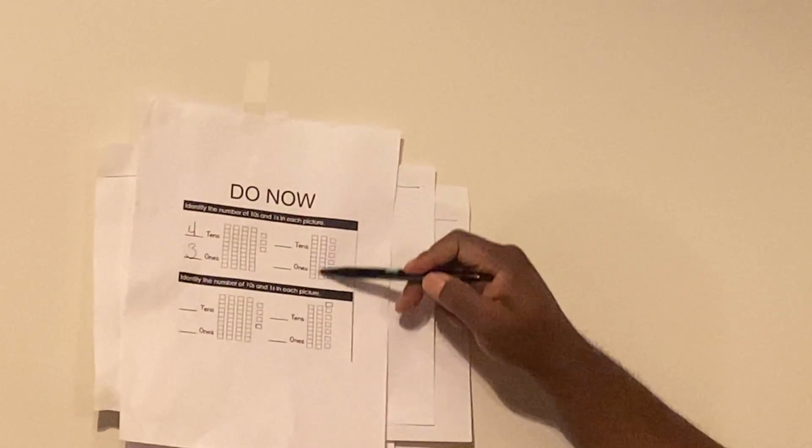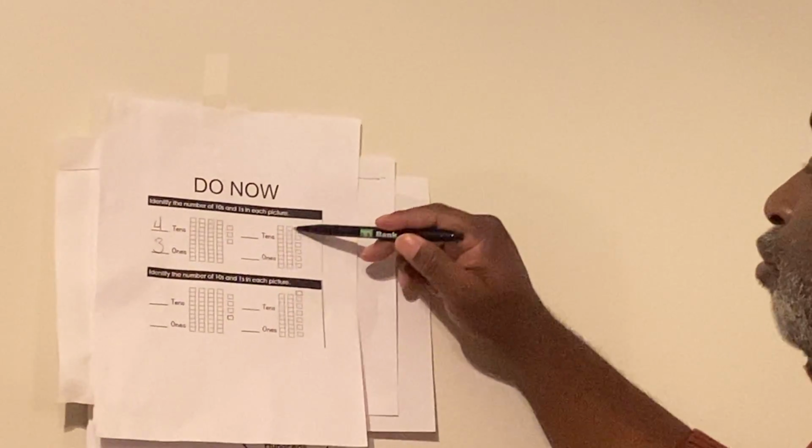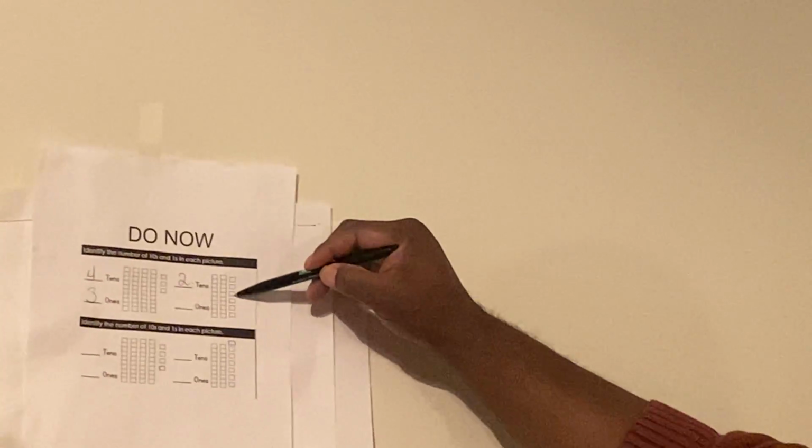I count 1 row of 10, 2 rows of 10. How many tens do we see? That's right, 2 rows of 10, guys. Good job. And how many ones? How many of these little individual ones on the side? We've got 1, 2, 3, 4, 5, 6. So that number is 26. Very good, guys.